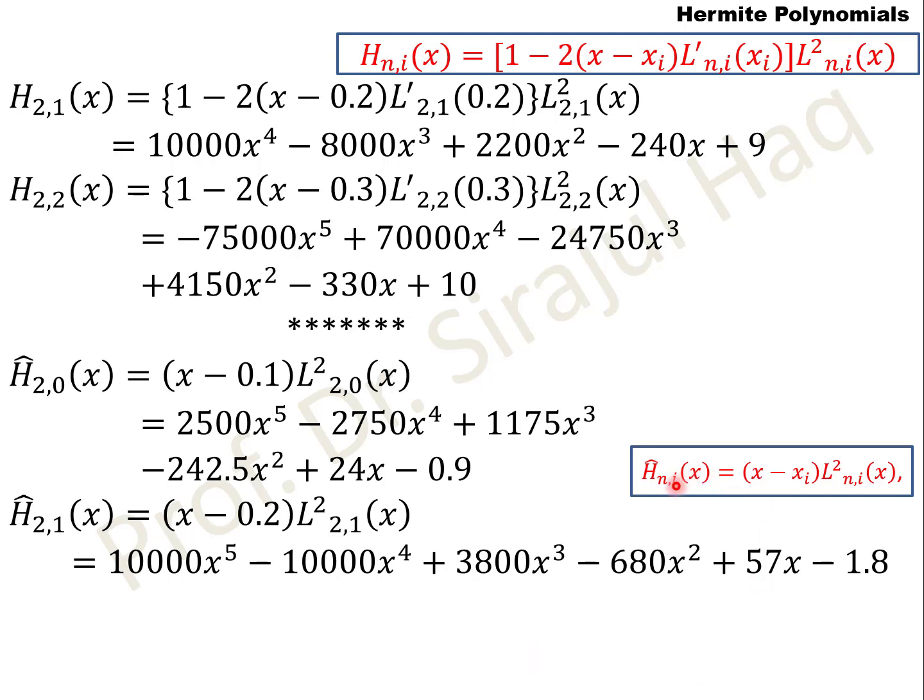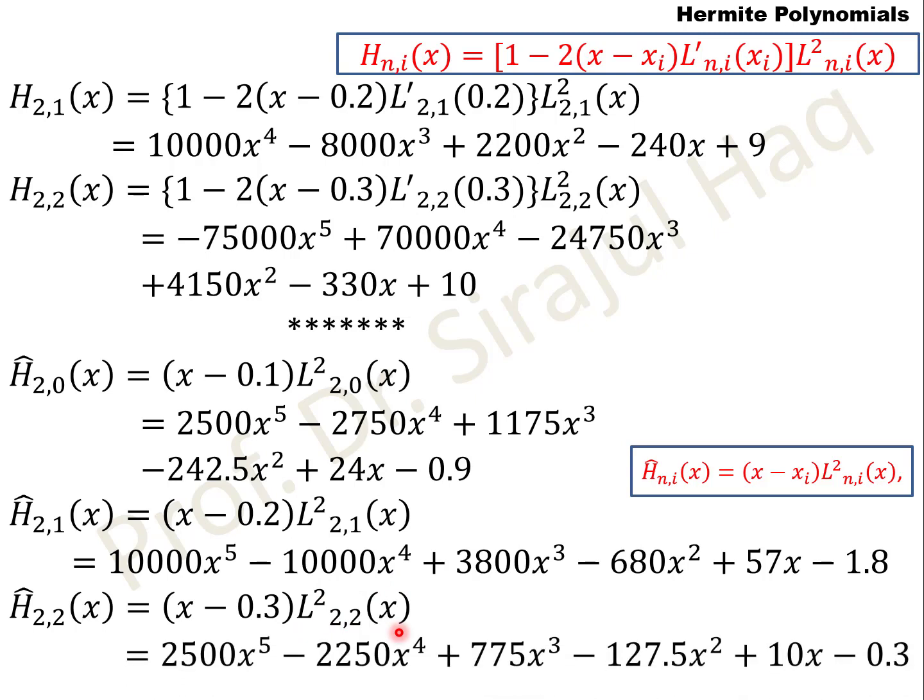When i is equal to 2, h2 2 hat is given by x minus x2, where the value of x2 was 0.3, and L2 2 square. This value is known, we have computed it already, and when we substitute that value over here, we get a polynomial of degree 5, and that's given by this relation.